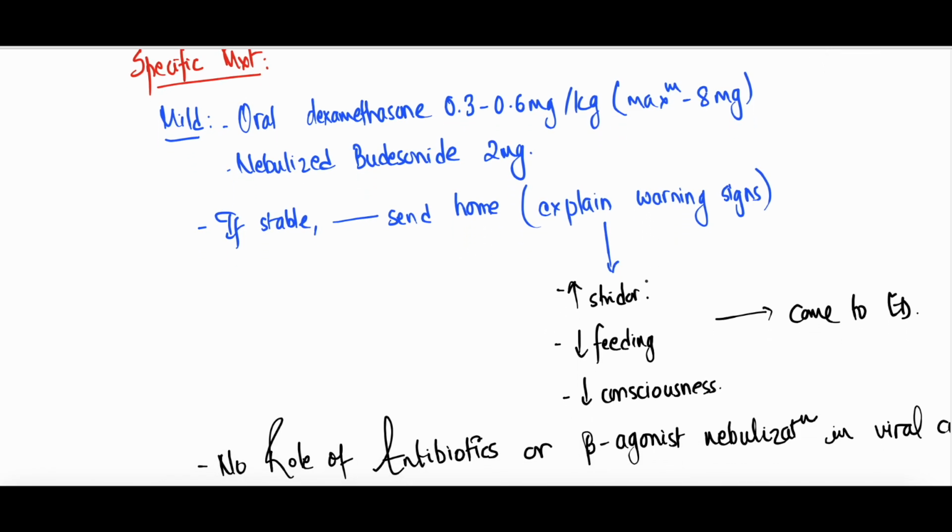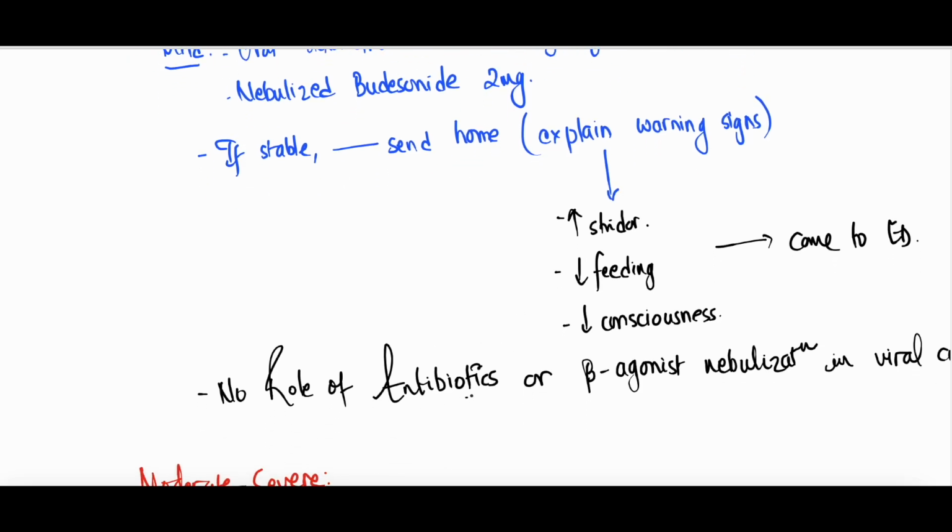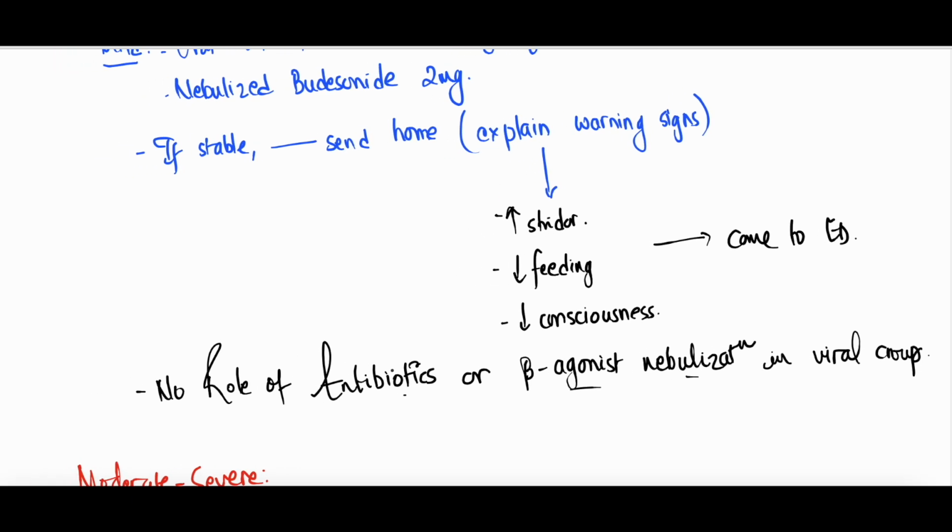If there's a worsening of stridor, if there's poor feeding and decreased consciousness, we ask the parents to bring the child immediately to the emergency. There's no role of antibiotics or beta agonist nebulization in viral croup. As I say, beta agonist is salbutamol.